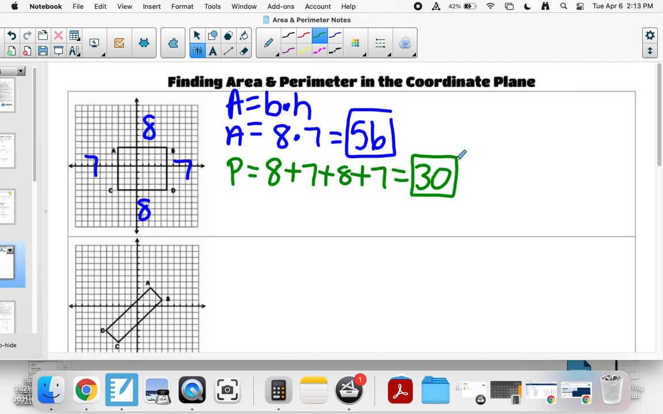Honestly, instead of adding these up, what I normally do is just take 2 times one of the sides and 2 times the other side. They say the same thing, it just looks different. Okay. Questions on that? No.